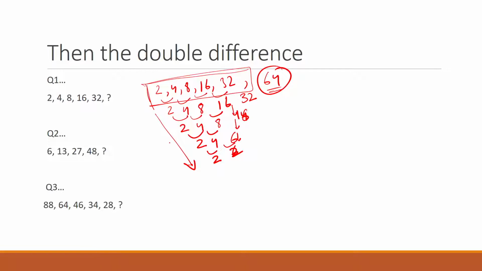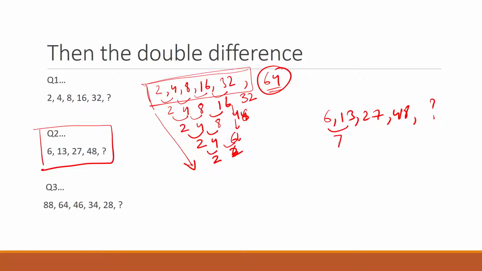And this would be demonstrated clearly in the second question. So let's start with the second question. 6, 13, 27, 48, and what is the answer here? If you do the difference, 6 and 13, the difference would be 7, then it would be 14, then it would be 21, and what will be the next term?